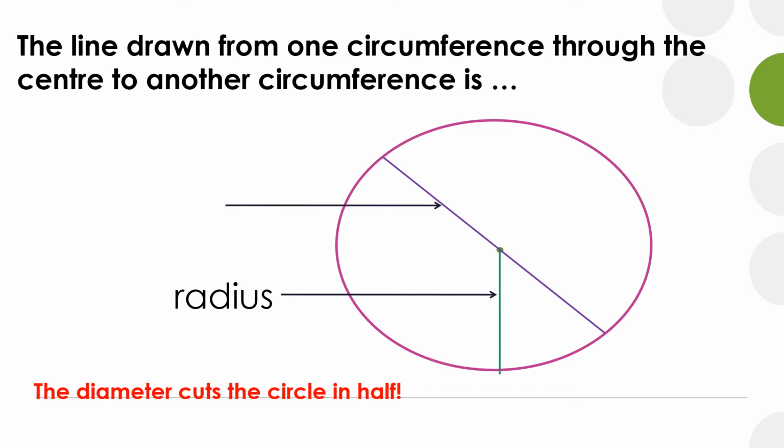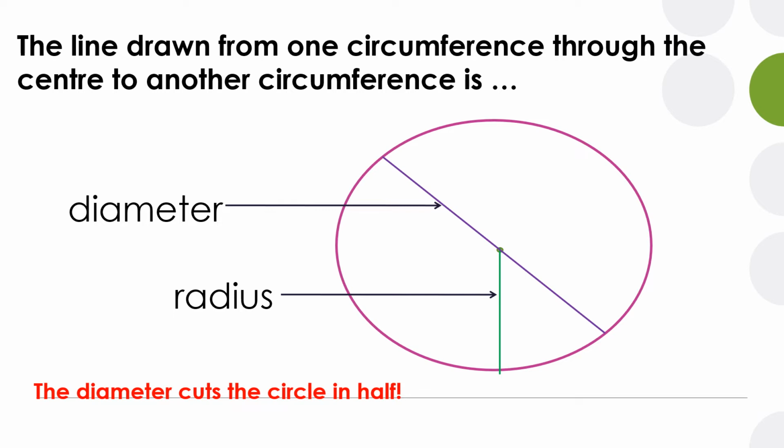Next, if you draw a line from one point on the circumference through the center to another point on the circumference, it is called the diameter. Okay, so this purple line that you see is called the diameter. So which line is the diameter? It has to pass through the center of the circle.